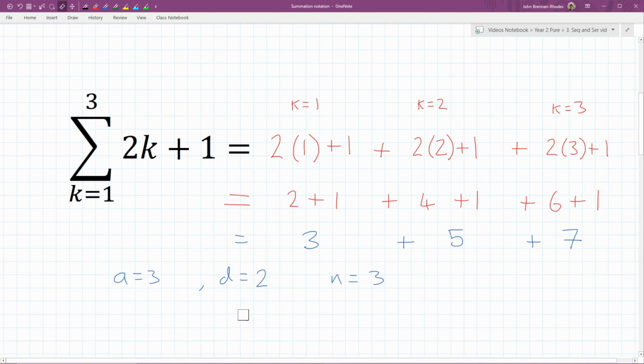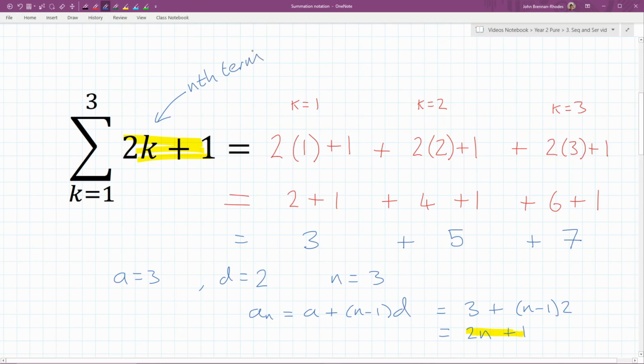Another thing to note is that the nth term of that sequence, which would be a plus n minus 1 times d, which in this case would be 3 plus n minus 1 times 2, which would give me 2n plus 1, and that there is the same as what we see in here. So this is the nth term if we wanted to use this summation notation for summing a sequence which we had the nth term of.